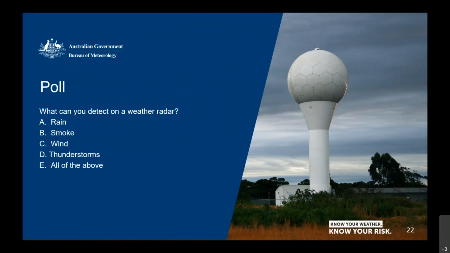The poll says, what can you detect on a weather radar? We have A, rain, B, smoke, C, wind, D, thunderstorms, and E, all of the above. As those answers come in, we're going to get to some questions. Jason, Demetrius, and a whole bunch of other people have asked, what is the difference between a meteorological radar and the ones they use at the airport? Andrew, I think you can handle that one.